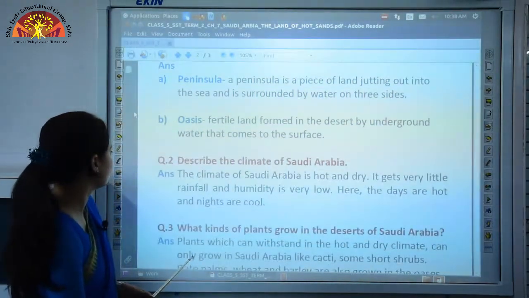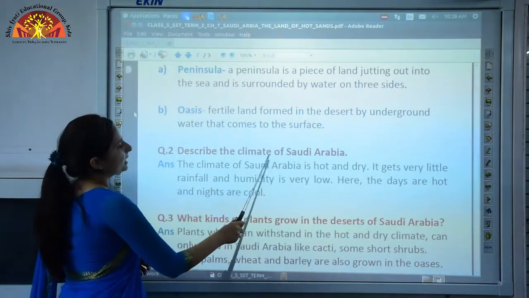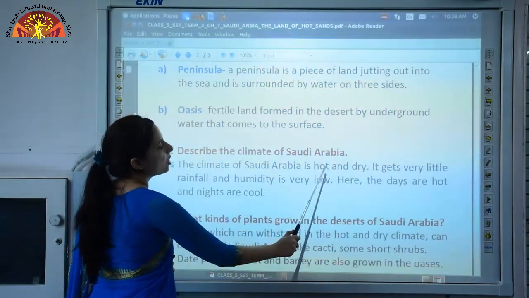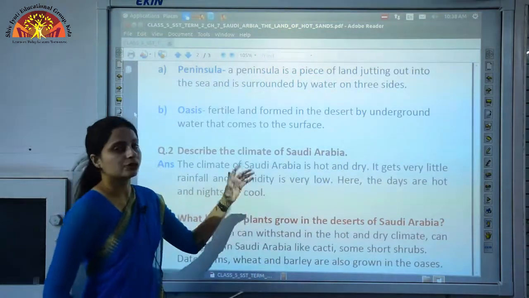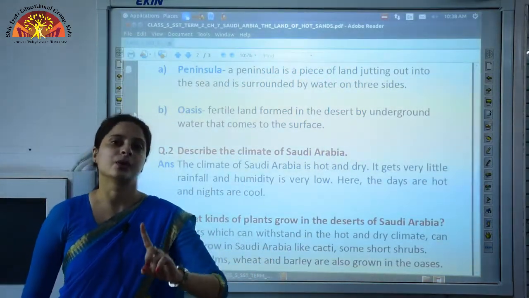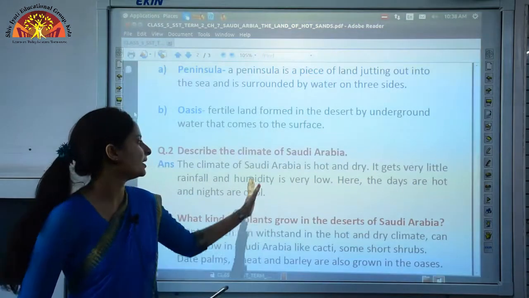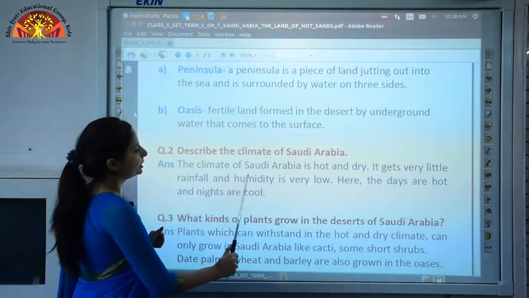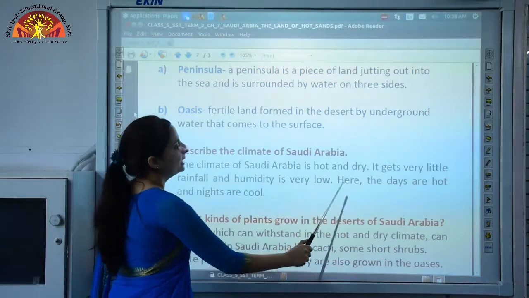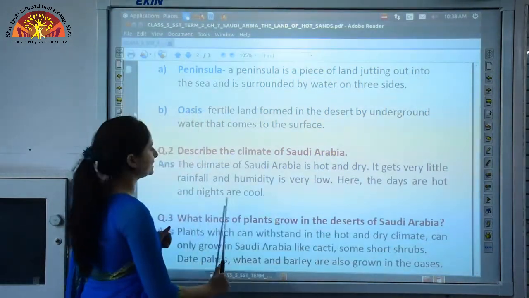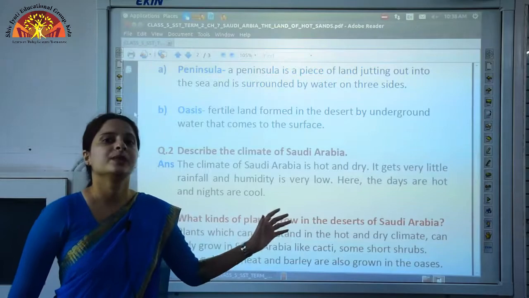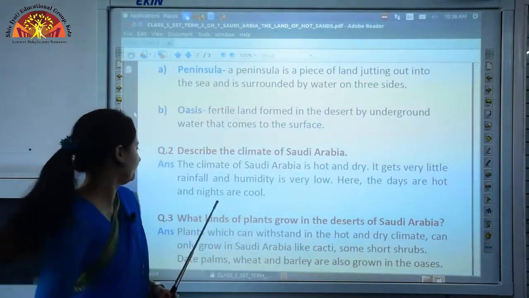Now question 2 is, describe the climate of Saudi Arabia. The climate of Saudi Arabia is hot and dry because the Tropic of Cancer passes through it, which makes the climate very hot and dry. It gets very little rainfall and humidity is very low. Here the days are hot and nights are cool. We learnt in the chapter on climate that in the desert regions the humidity is very low.